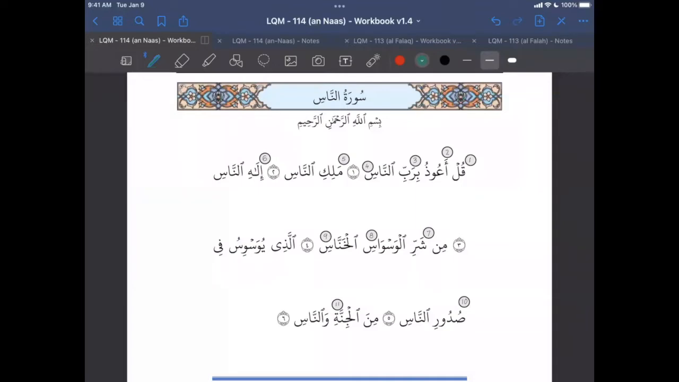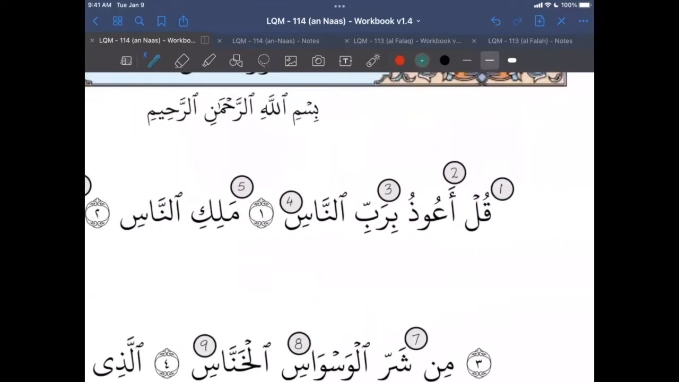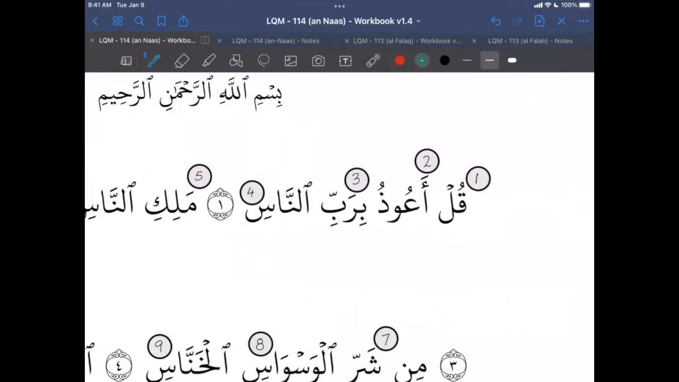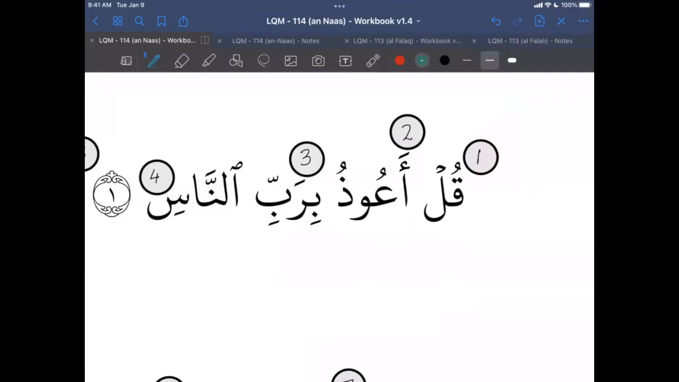So we always start with the إعراب first. So let's start with the first ayah. قل أعوذ برب الناس. قل in this case we know is a fi'l amr, and we know fi'l amr is always mabni. So this is fi'l amr mabni ala sukun. Fa'il mustatir taqdiruhu anta. Fa'il is latent and it is estimated to anta.